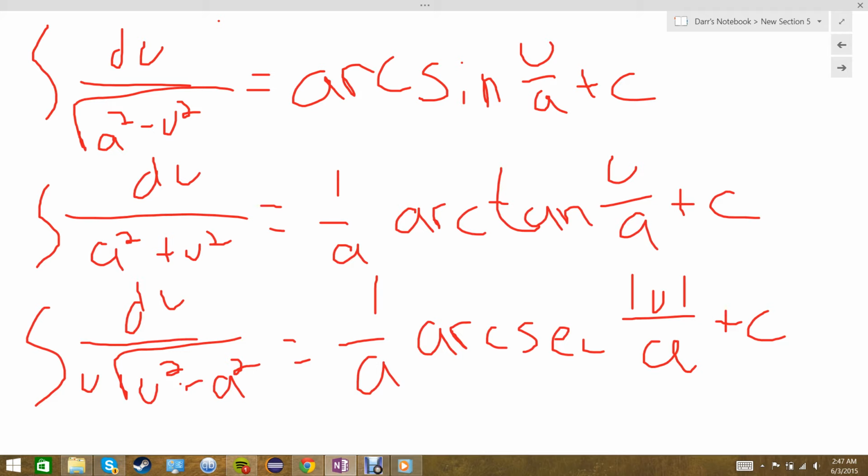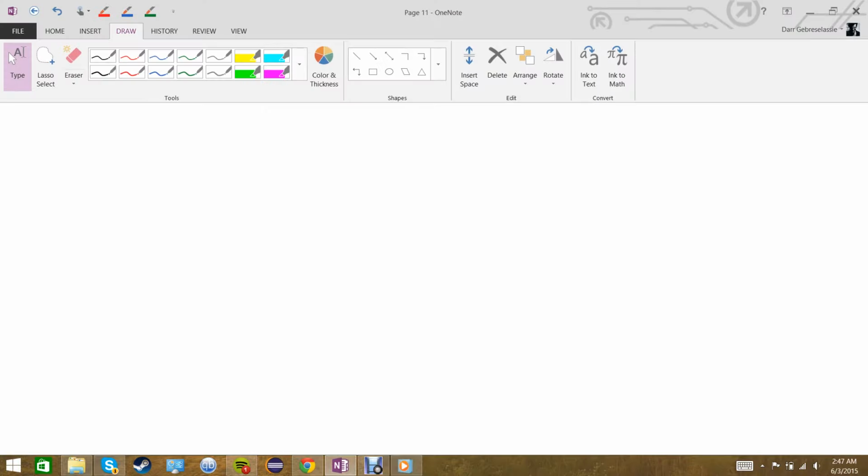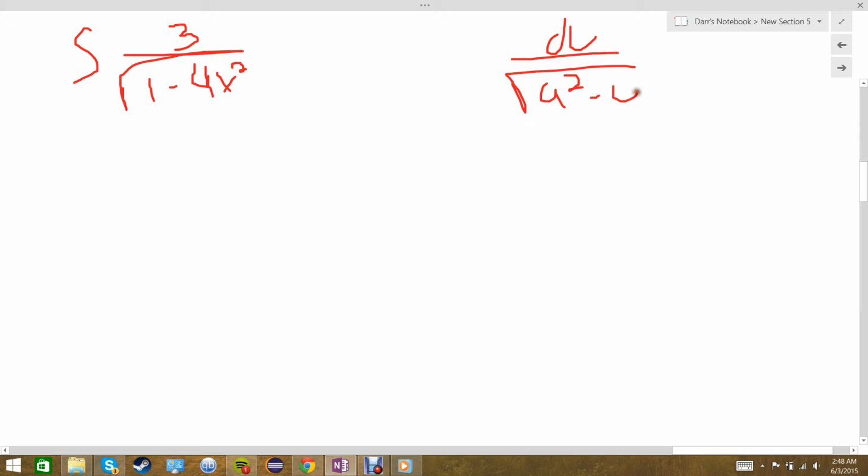Okay, so now let's do some practice problems. Okay, so the first practice problem I have is going to look like this. It's the integral of 3 over radical 1 minus 4x squared. Now, if I'm going to set this to look like one of the arc trig functions, it's going to look like the arc sine one, which is du over radical a squared minus u squared.